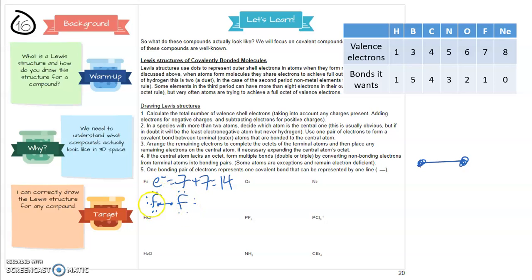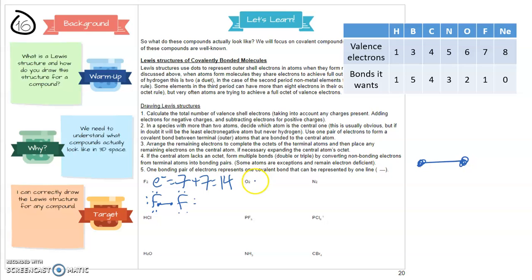When you think you're done, because I know that each F has 8 around it and it has the right number of bonds between it, I want to count them all. So 1, 2, 3, 4, 5, 6, 7, 8, 9, 10, 11, 12, 13, 14. And look, that number matches. That's why I needed that number. So that means I'm done. And that is the Lewis dot structure for F2.